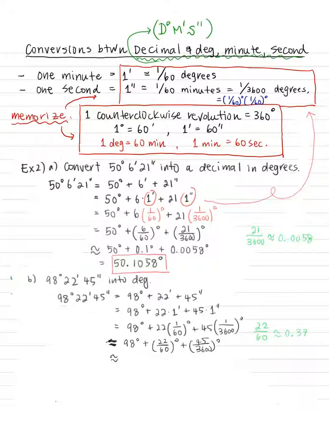So now the next step is approximately 98 degrees plus, let's keep it as 0.37 degrees, and then plus 45 over 3600, which is what? 0.125 degrees. So add it all up together, we get 98.4950 degrees. And here we go.